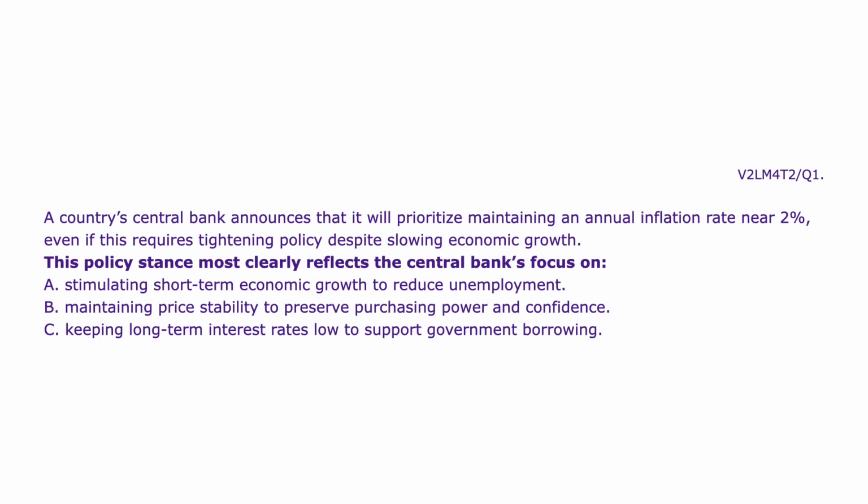A country's central bank announces that it will prioritize maintaining an annual inflation rate near 2%, even if this requires tightening policy, despite slowing economic growth. This policy stance most clearly reflects the central bank's focus on: A. Stimulating short-term economic growth to reduce unemployment. B. Maintaining price stability to preserve purchasing power and confidence. C. Keeping long-term interest rates low to support government borrowing.